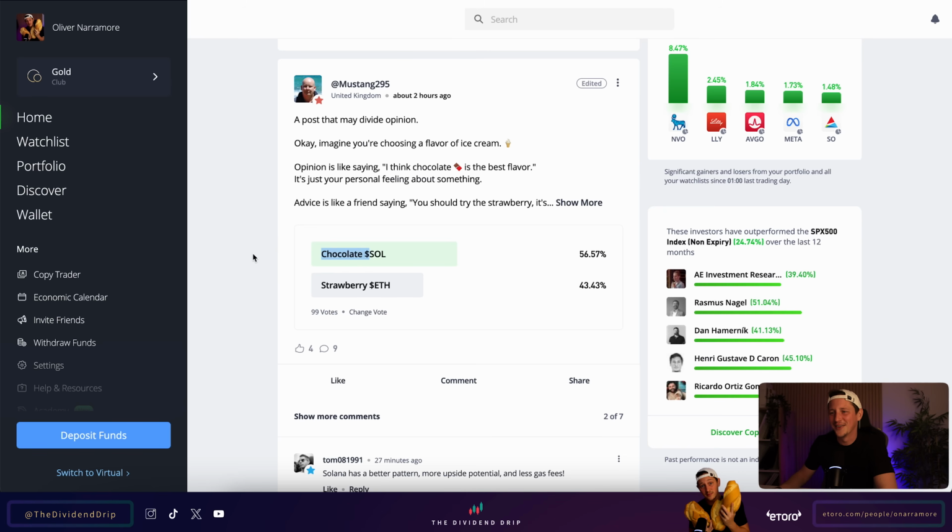Obviously talking about a little bit of crypto here, but I do love my chocolate ice cream, I have to say. Bravo, Mustang, bravo. Little shout out to you there.